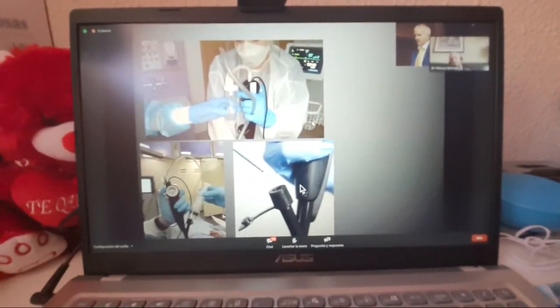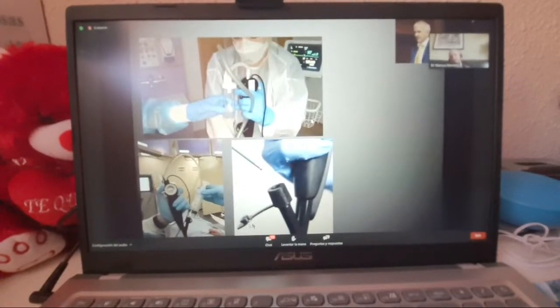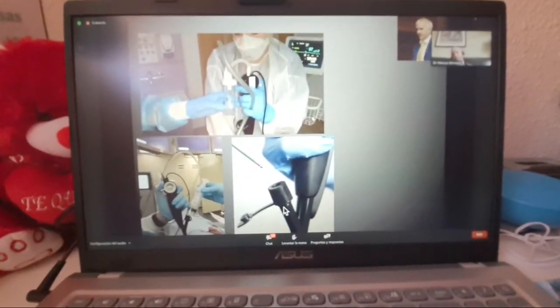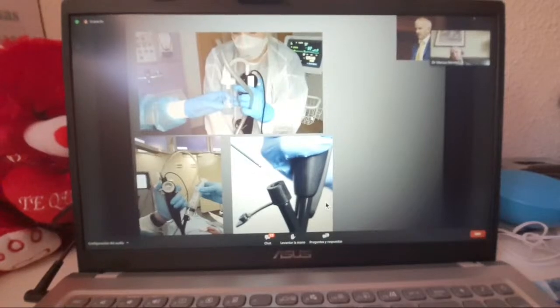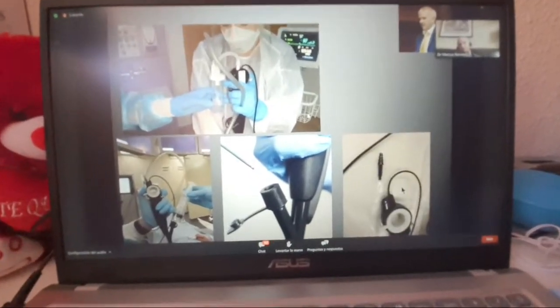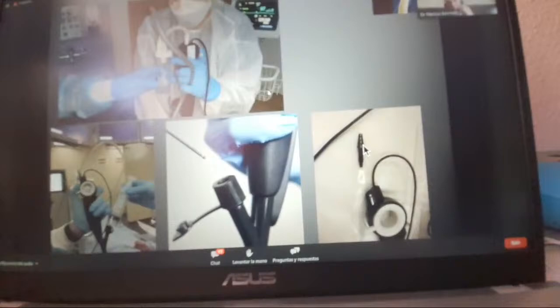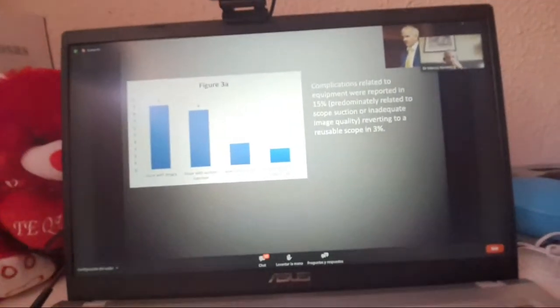work. The other factor of this scope is you have to remove the little cap off your valve to put devices through, just to be aware of that. And this is a fracture I had with this scope as regards the suction cap. Complications, we did have complications.